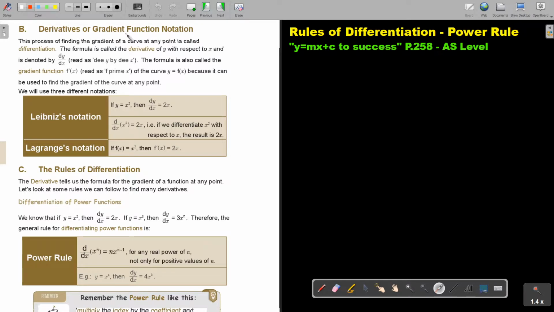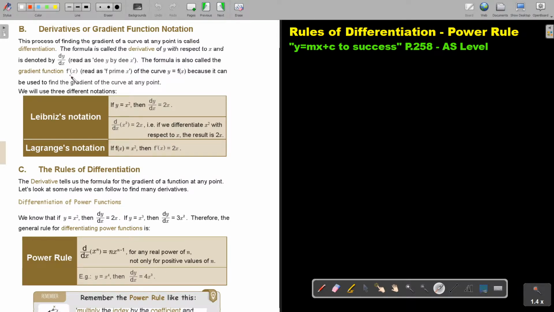Derivatives or gradient function notation. This process of finding the gradient of a curve at any point is called differentiation. So basically, it is the process of finding the formula that will give you the gradient at any point of a curve. The formula is called the derivative of y with respect to x and is denoted by dy by dx. So that's the way you indicate that it's the derivative. The formula is also called the gradient function.